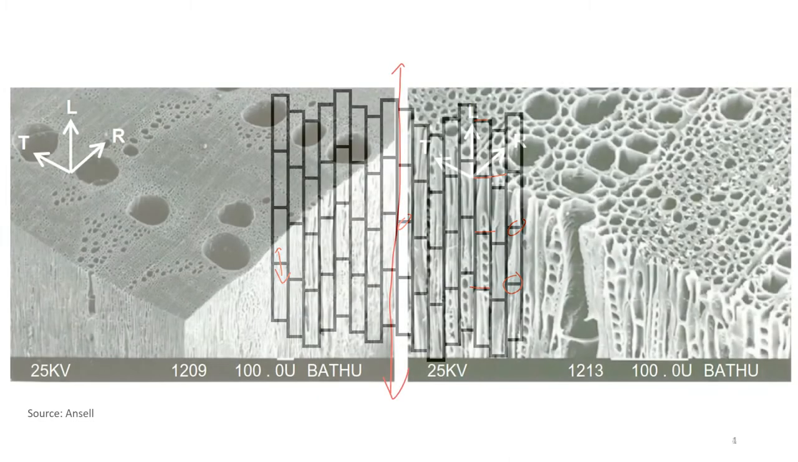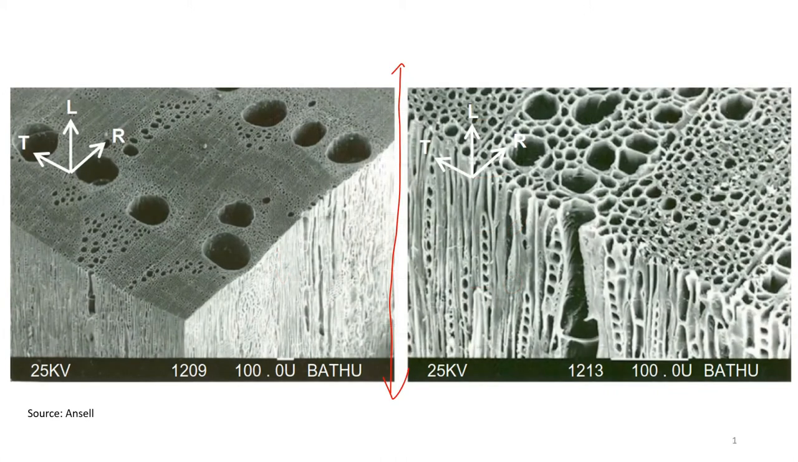So if water can't move within the cells themselves long distances, how does water actually move through a tree? We know that trees have to be able to transport water from their roots up to their upper branches, so they have to have some way of doing it. Well, let's go back to this diagram here.